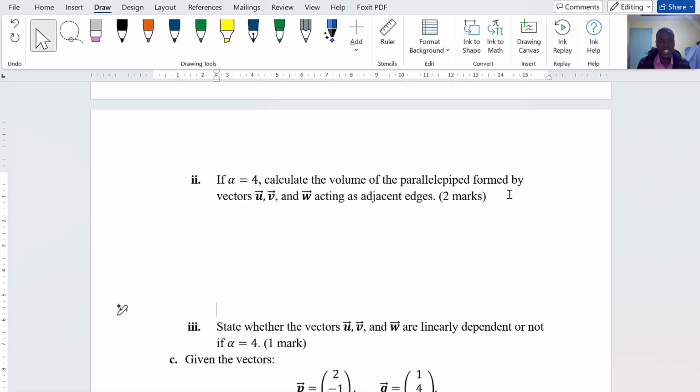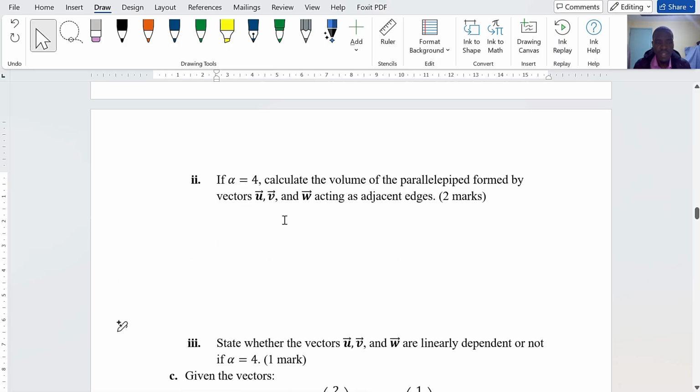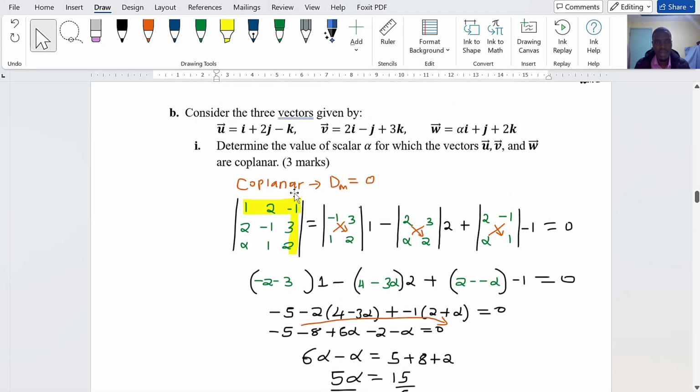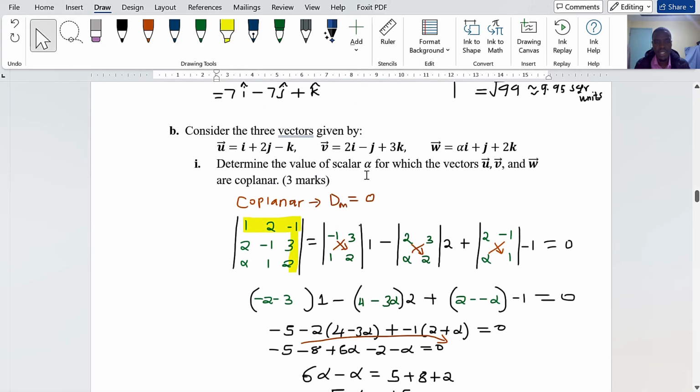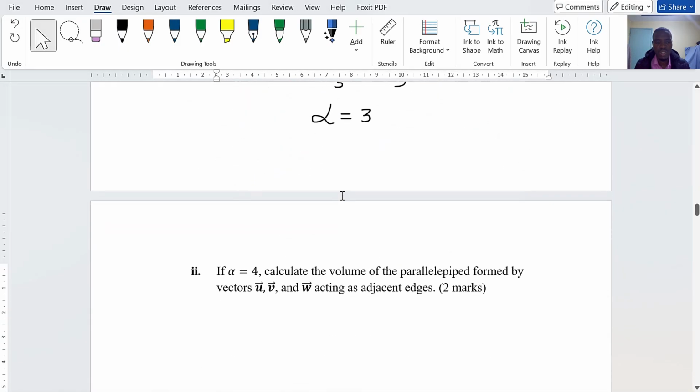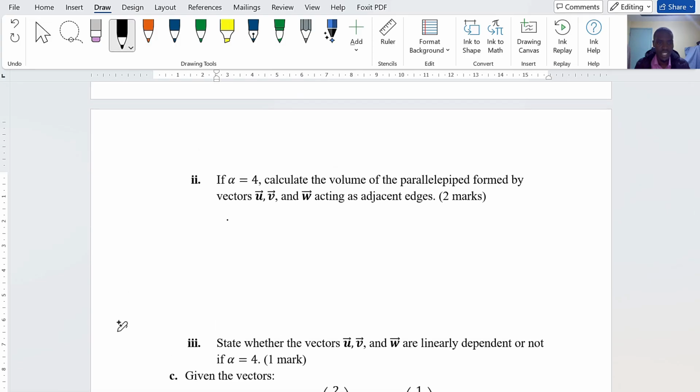The next question tells us, if alpha is 4, calculate the volume of the parallelepiped formed by the vectors acting as adjacent sides. So the volume is simply the scalar triple product of the 3 vectors, which is the same as getting their determinant. So getting their determinant when alpha is 4, we'll just follow the same procedure very quickly.